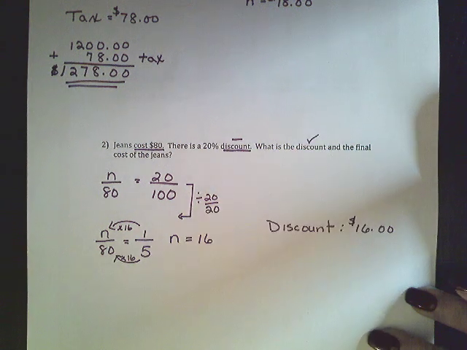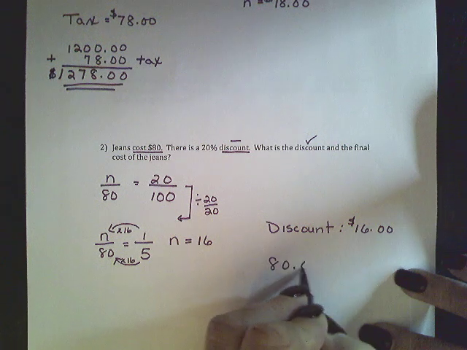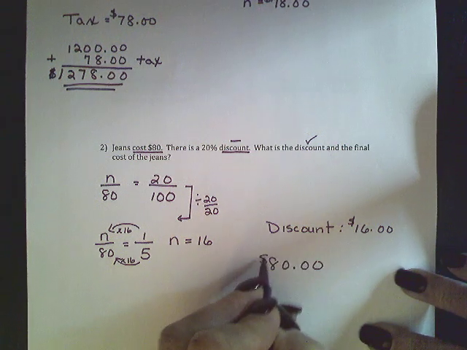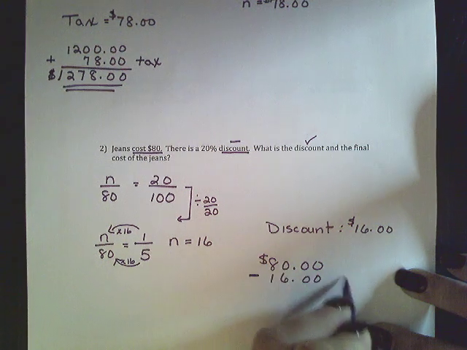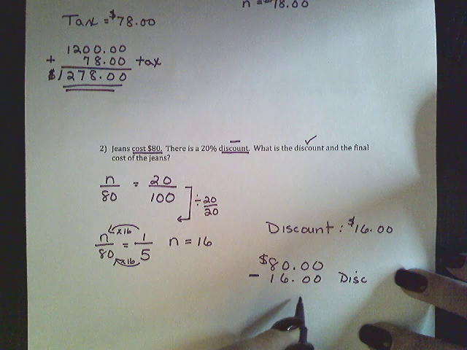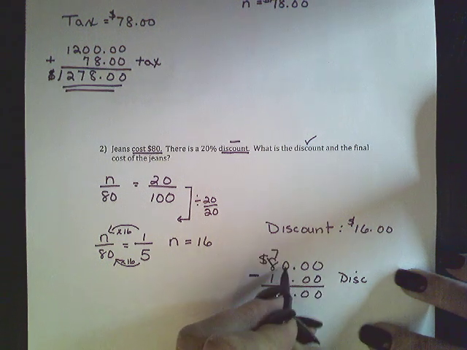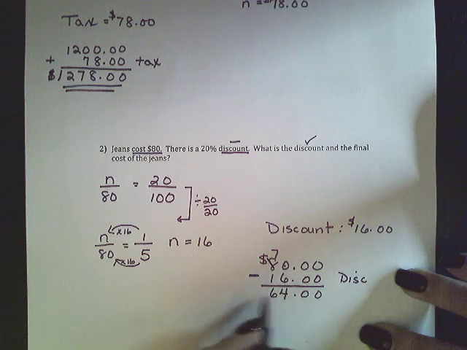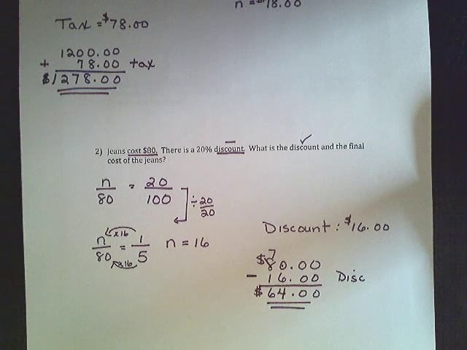Check. What's our final cost? We would take our $80, and don't forget to put your dollar signs on there. And then we would subtract $16. That's our discount, and it gets subtracted from that. This is a 7, 10, 4, 6. So $64 is our final cost. Okay, so if it's a tax, we're adding it. If it's a discount, we're subtracting it.